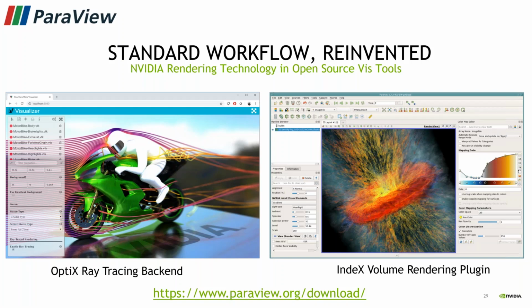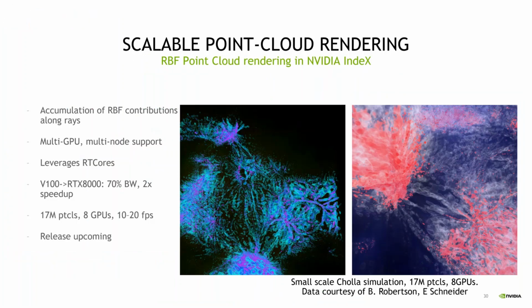In terms of point cloud rendering, this is now very scalable. Again, using the NVIDIA IndeX tool, we use an approach called a radial basis function, which allows us to do large scattered data point set interpolation. Here are a couple of images which have been created using that approach, and again, it makes use of the ray tracing cores on the RTX suite of cards.